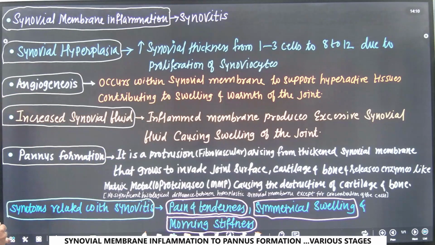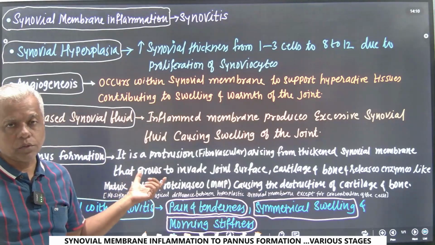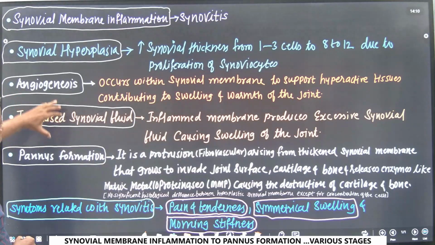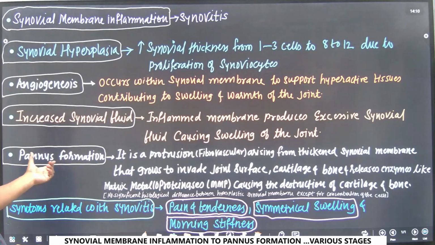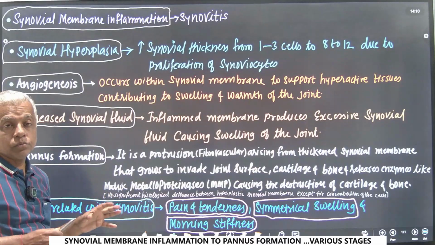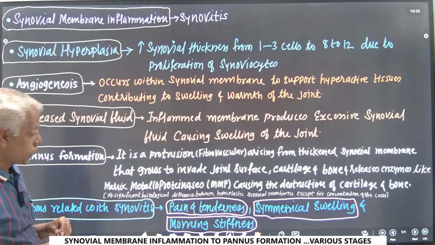And next is PANNUS formation. Now this event is a very important one. All these events, if you see, first there is synovial membrane inflammation, and then hyperplasia, angiogenesis, increase of synovial fluid. All these events are running simultaneously, and lastly we get PANNUS formation. Now what is PANNUS formation? Understanding the PANNUS is very important in rheumatoid arthritis.